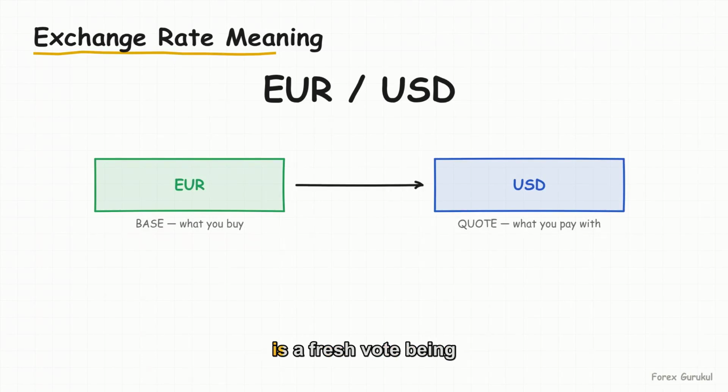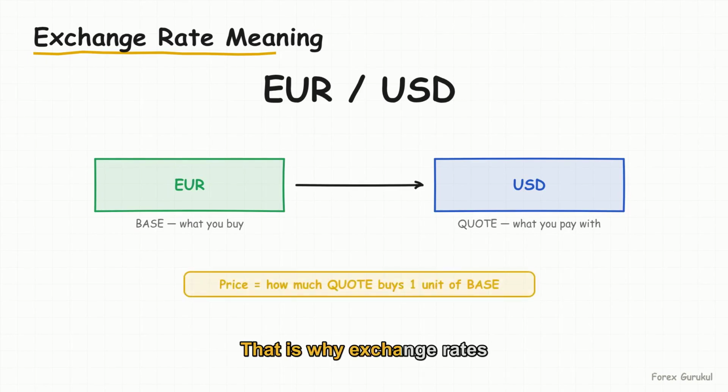Every tick on that chart is a fresh vote being cast second by second, comparing two economies against each other. That is why exchange rates never sit still. The story on both sides of the pair is always changing.